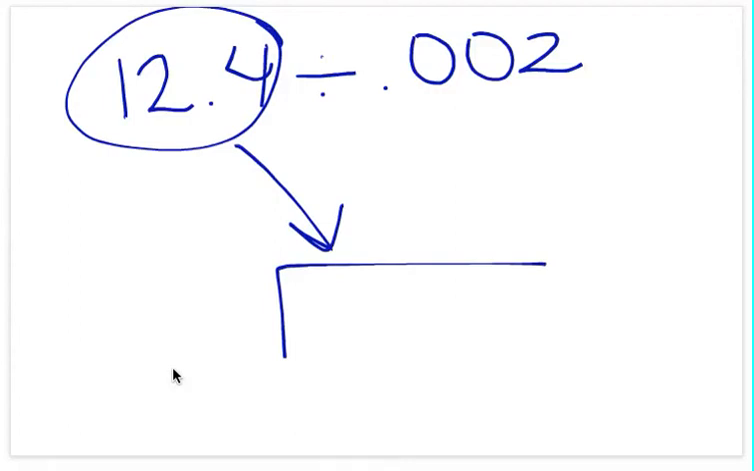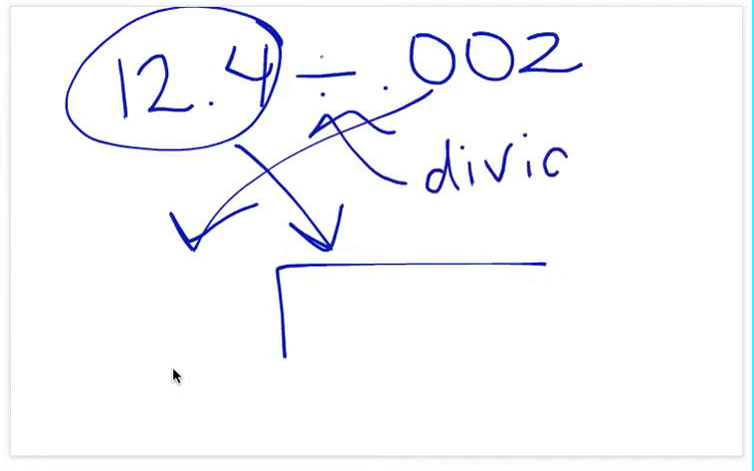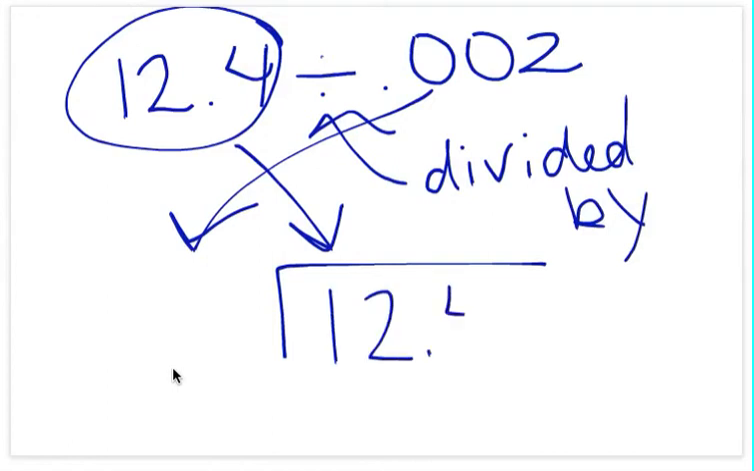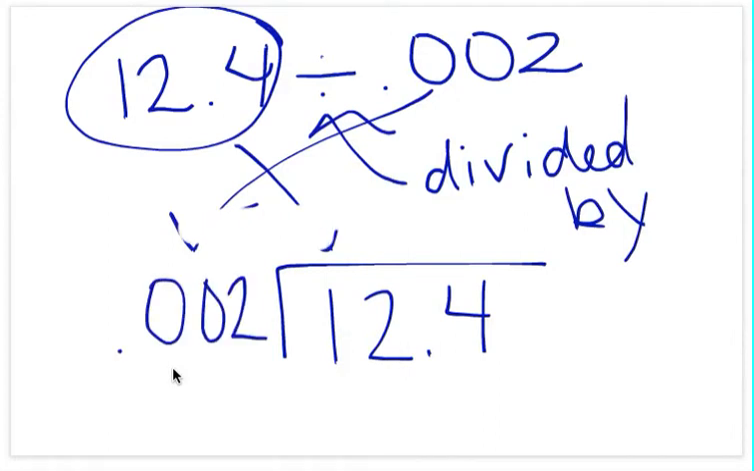Okay, and then this number goes outside the box because it's divided by. Divided by, so that means it's broken down by this. So I get 12.4 and I have 0.002. Okay, so now let me erase these arrows so I have some room to work.